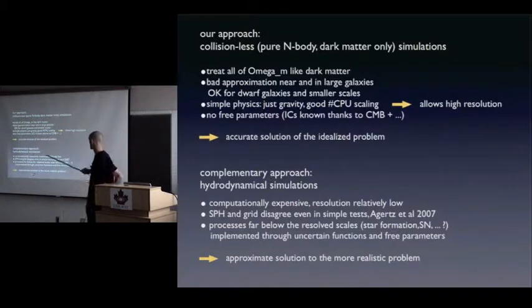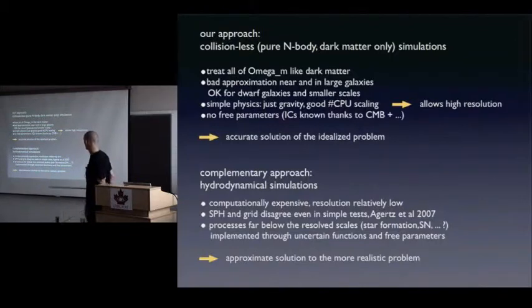The advantage of this simplification is that the physics is just gravity. It's relatively easy to simulate. You get good scaling. You can run your codes on very large numbers of CPUs efficiently. And essentially, you can reach very high resolution. And you don't have any free parameters in these simulations, because we know the initial conditions pretty well, thanks to the CMB and the other probes I mentioned before. So it's a well-posed problem.